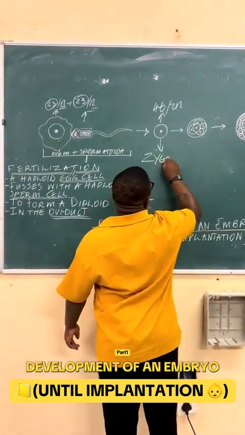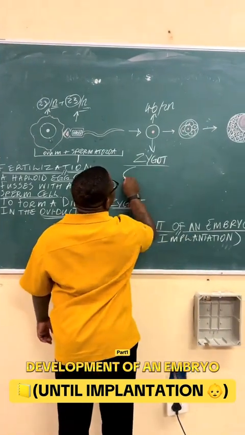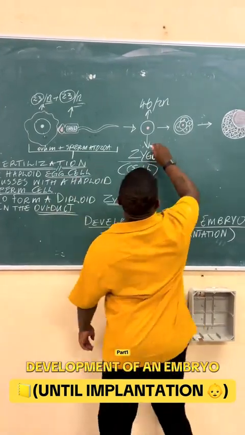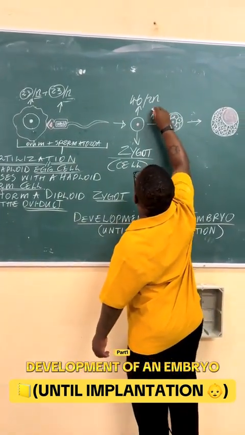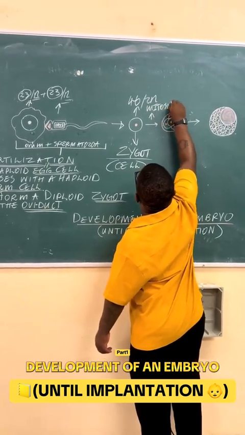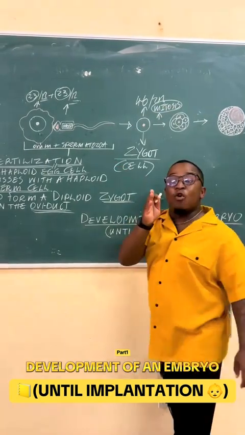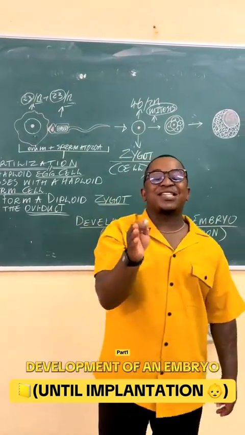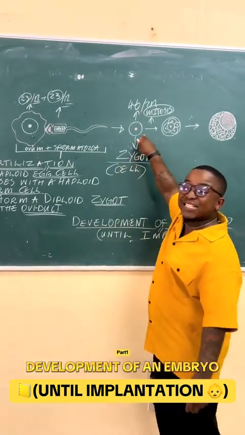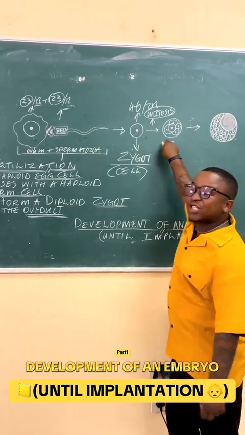It is called the zygote. Now, the zygote is a cell. The zygote will undergo a second process called mitosis. If you remember carefully, mitosis is the process that doubles the genetic material. So it means we are about to double the zygote and form a structure which is called the morula.